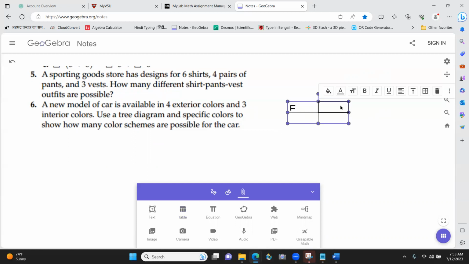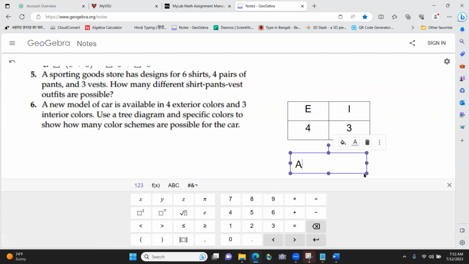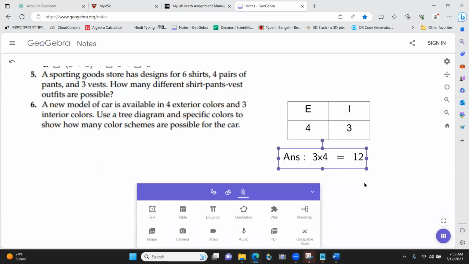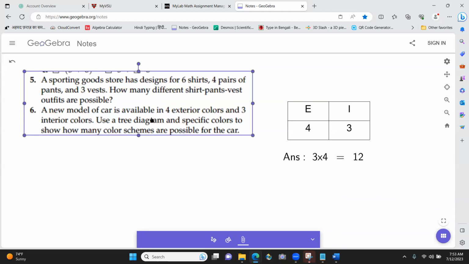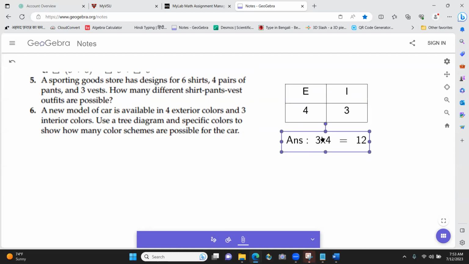Exterior and interior. 4. Answer is 3 times 4 is 12. Got it? So that's all I have for you today.